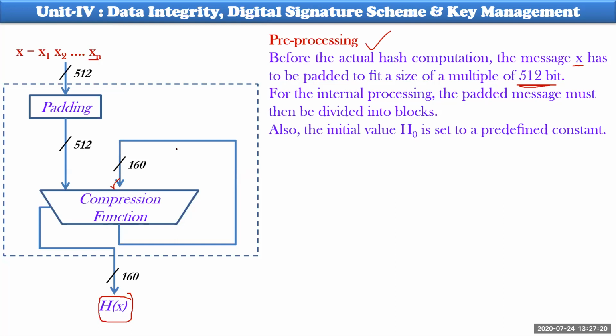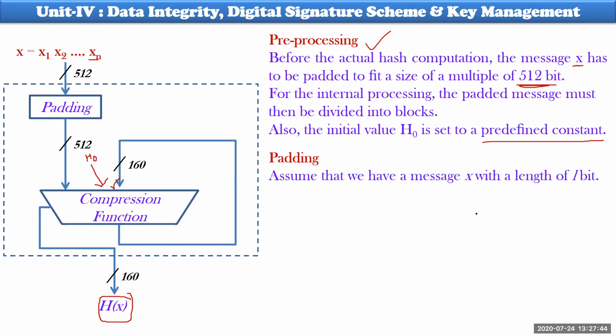So here the initial value H naught will be submitted. I'm unable to draw this one here at this point. That value will be a predefined constant. I will let you know the constant when SHA is discussed. And then padding could be done.